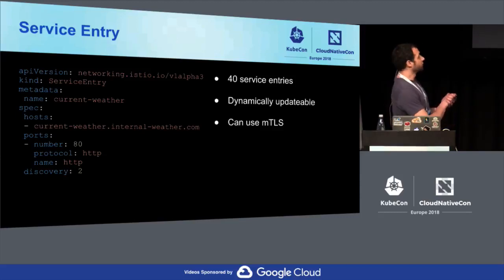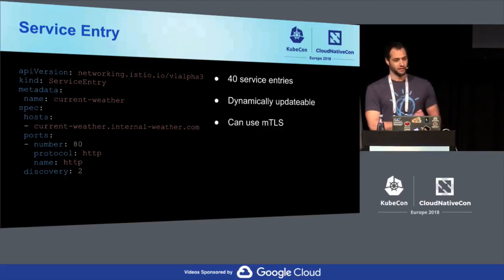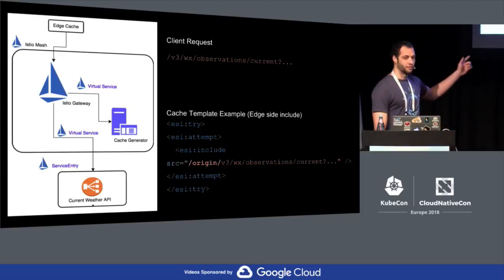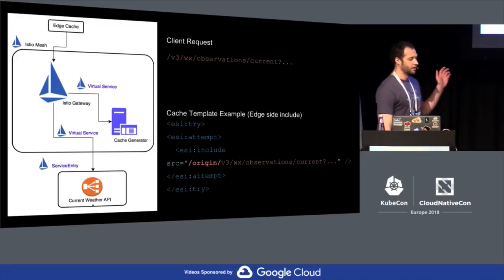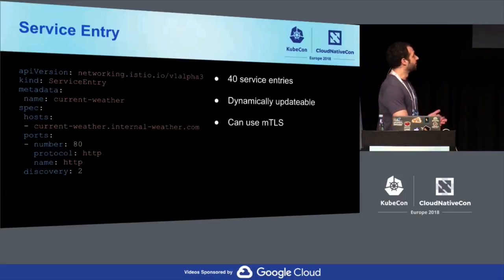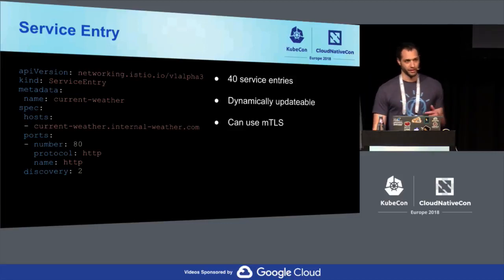So this is probably the most important piece of Istio that allows us to do this. If we go back one slide, you can see the current weather API does not exist in our mesh. It's load balanced, it's sitting in a VPC. About 95% of our APIs just run on virtual machines, and not in Kubernetes and not in our mesh. And so service entries are the single most important piece probably to us.